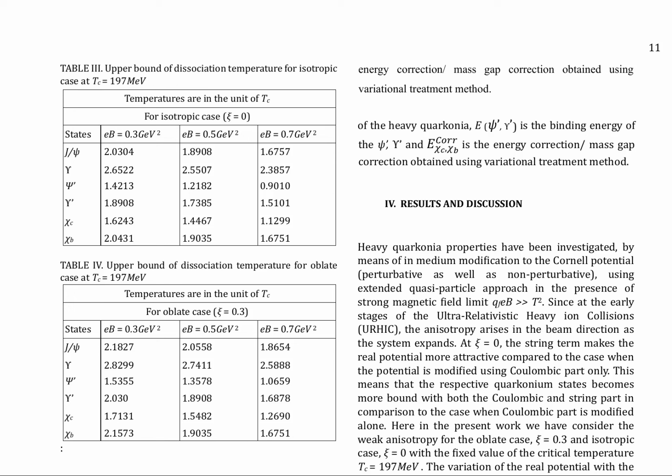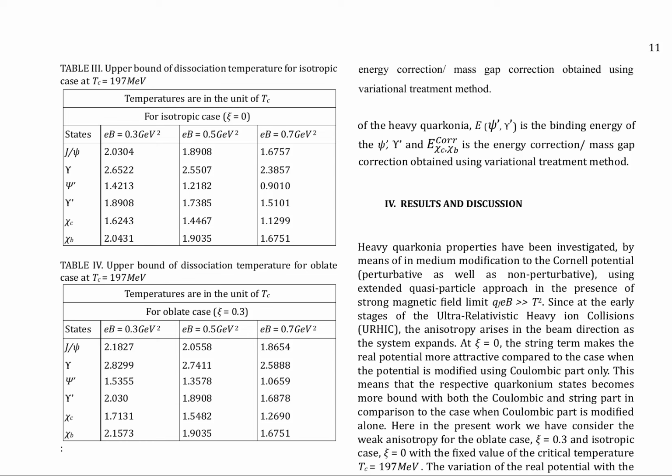The research paper investigates the properties of heavy quarkonia in an isotropic hot QCD medium at finite magnetic fields using the extended quasiparticle model. The study focuses on the mass spectra and dissociation temperatures of various quarkonium states, including J/psi, psi, upsilon, chi-C, and chi-B.